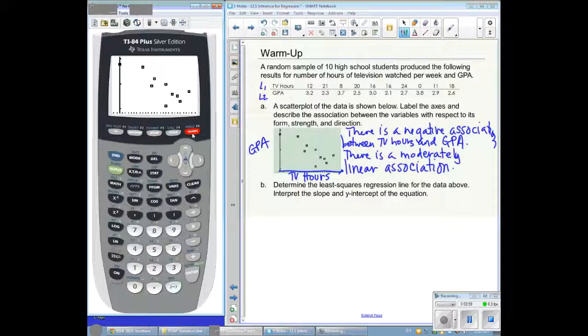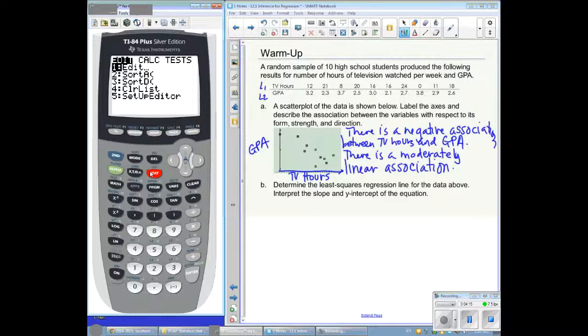The next thing we're asked to do is to determine the least squares regression line. Anytime it's referring to least squares regression, it's always talking about linear regression. Least squares means linear.